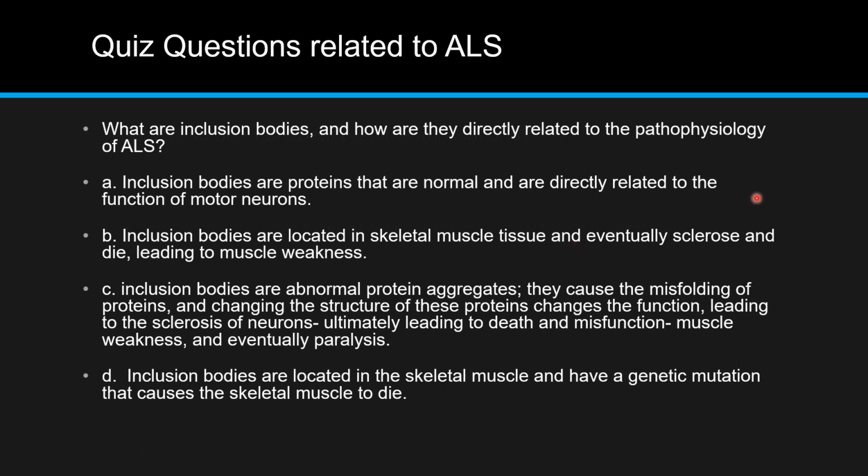So I do hope that you enjoyed this presentation and understand the pathophysiology of ALS, why these symptoms actually occur, and what we can do for these patients. I do have 2 quiz questions. So I do have, what are inclusion bodies and how are they directly related to the pathophysiology of ALS?